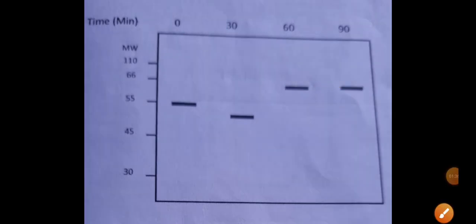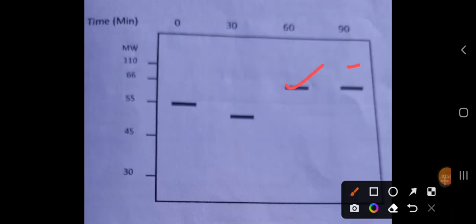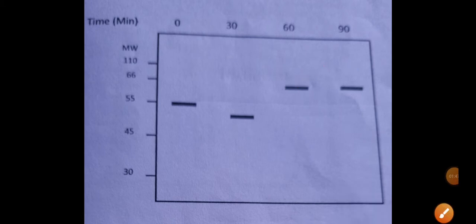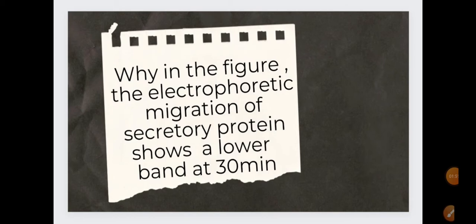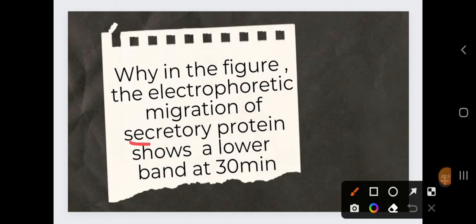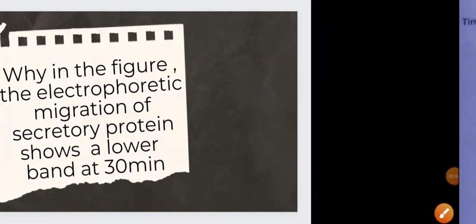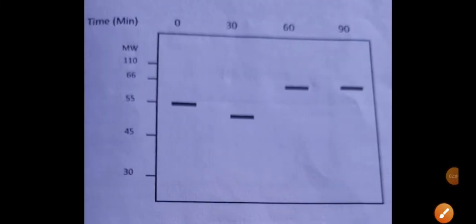So 60 and 90 are comparable, the 60-90 band is almost equal. Okay, so 60-90 is comparable, and at 0 minutes it goes a little lower at the time zone of 30 minutes. So look at the question. The question is, why in this figure does the electrophoretic migration of secretory protein show a lower band at 30 minutes. So the first hint is they're asking about secretory protein. Second thing is, it is a band which is showing you the migration of protein.